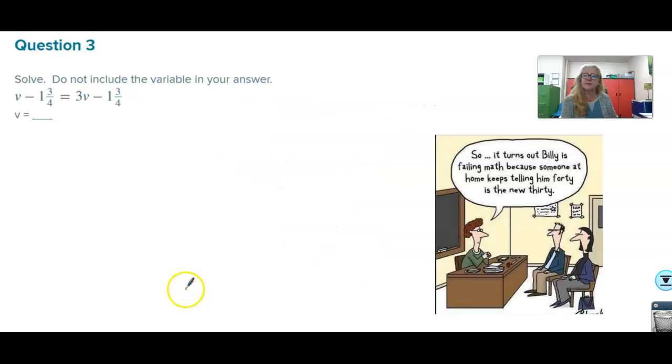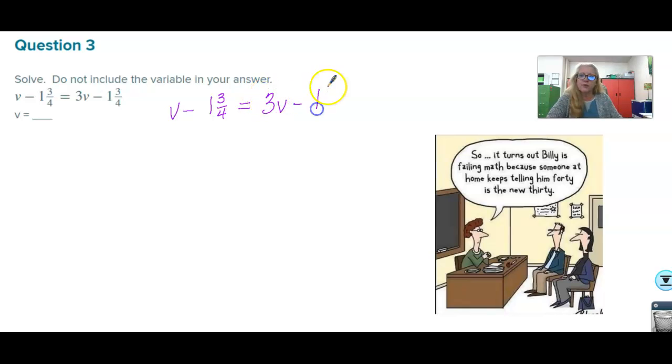All right, next. Now we're mixing in some fractions. Okay, so we have a meme. So it turns out Billy is failing math because someone at home keeps telling him 40 is the new 30. Parents. Okay, this problem says v minus 1 3/4, 1 3/4. It reminds me of Harry Potter and the gate. Wasn't it like 9 3/4 or something?